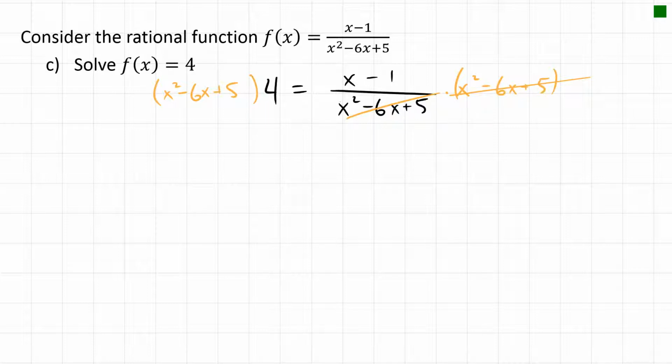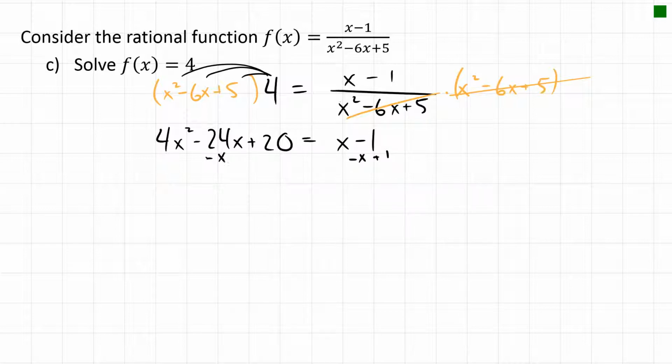And now I have this equation which I have to multiply 4 into those terms. That's 4x squared minus 24x plus 20 is equal to x minus 1. And I'll minus x and add 1 to get me 4x squared minus 25x plus 21 is equal to 0. No greatest common factor, so to solve this, I need two numbers that multiply to 4 times 21, which is 84. Multiply to 84, add to negative 25.